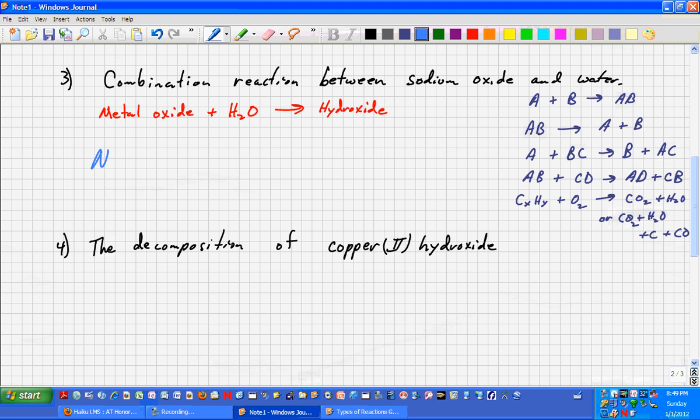So let's go ahead and start our reaction here. I've got sodium oxide, Na2O, reacting with water, H2O. That's going to combine to form a hydroxide. Remember, hydroxide is OH minus. So I'm going to wind up with my metal. I guess I should write that down. Metal hydroxide. My metal is sodium. So I've got NaOH because my sodium has a +1 charge.